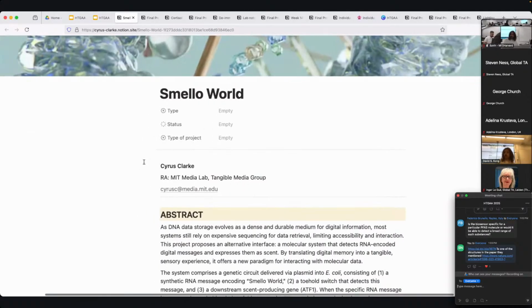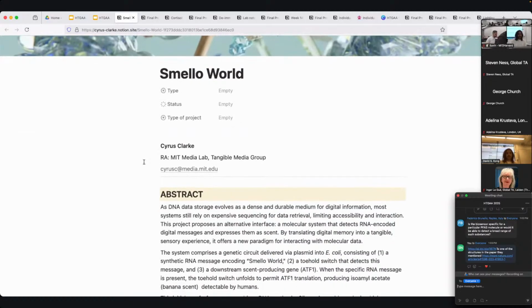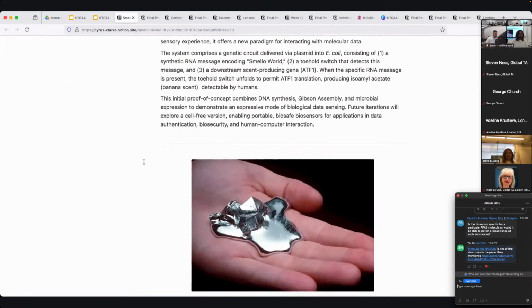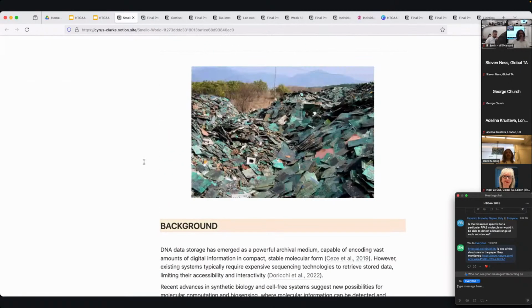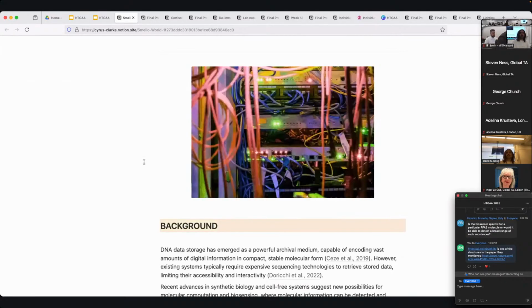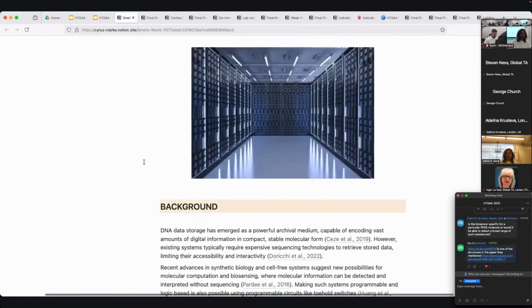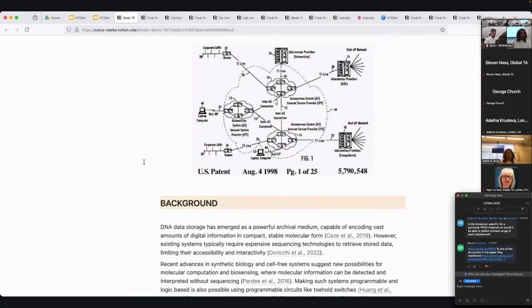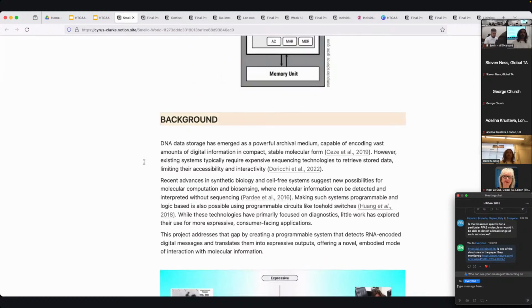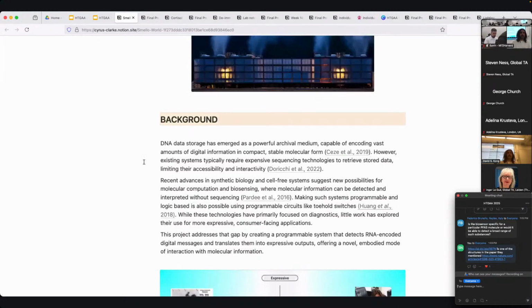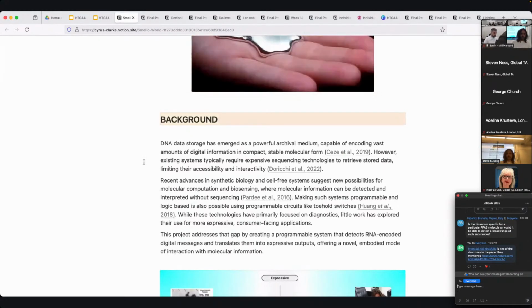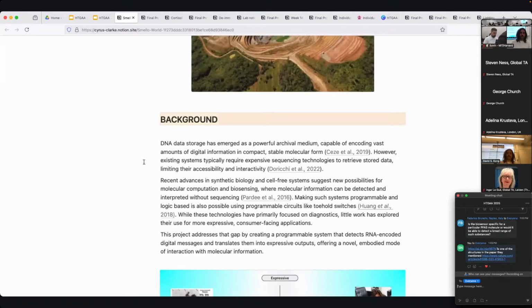Oh, thanks. Hey everyone, I'm Cyrus Clark. I'm a research assistant in the Tangible Media Group at the MIT Media Lab. And my project is called Smello World. So basically what I research at a very high level is the effects of generative media, particularly on the planet. And I'm very interested in the tangible effect it has, particularly with things like carbon dioxide, energy consumption, and waste. And that's why I'm very optimistic about DNA data storage as a potential solution to some of the problems that these technologies create.